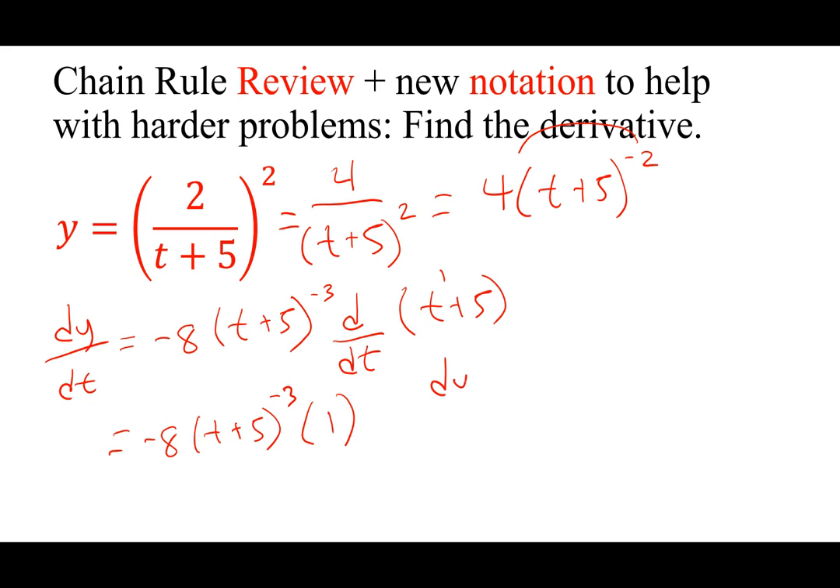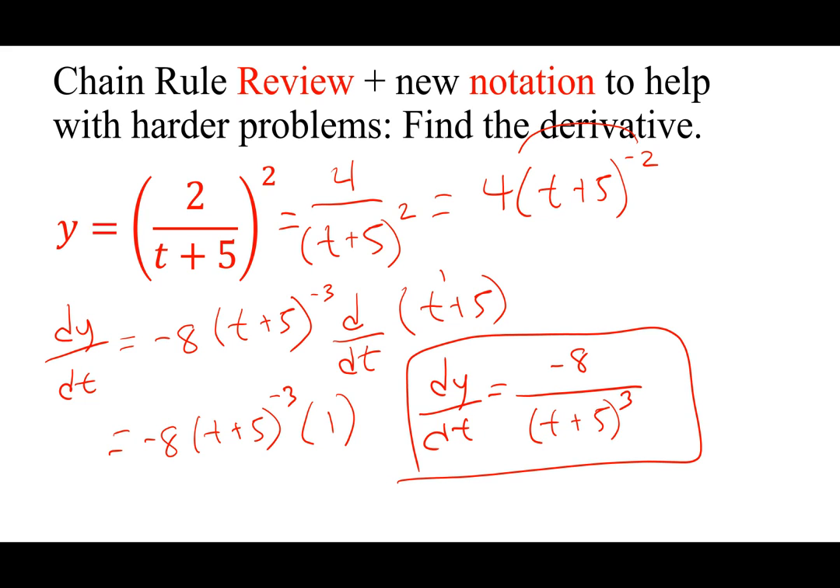So for my final answer here, there's nothing really to clean up other than to make a positive exponent. So I'm going to leave my negative 8 on the top and then move my t plus 5 to the positive 3 into the denominator. So first, just to kind of get your mind working, again, reminding you of what the chain rule is and then showing you that new notation. So I'm going to use that new notation, again, for about half the problems going forward. And then for now, it's up to you whether you want to employ it or not.